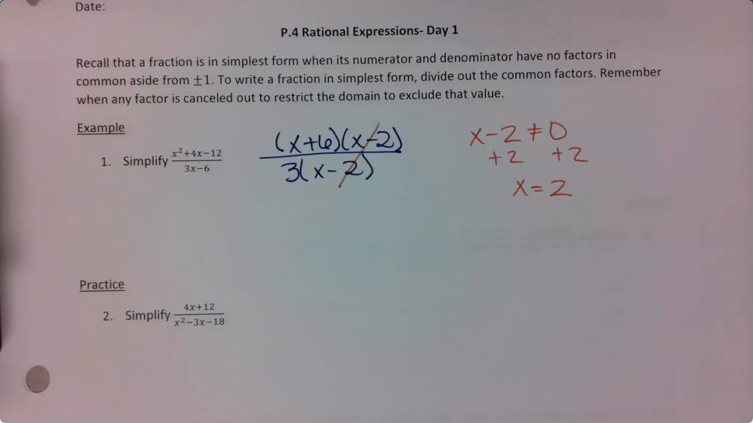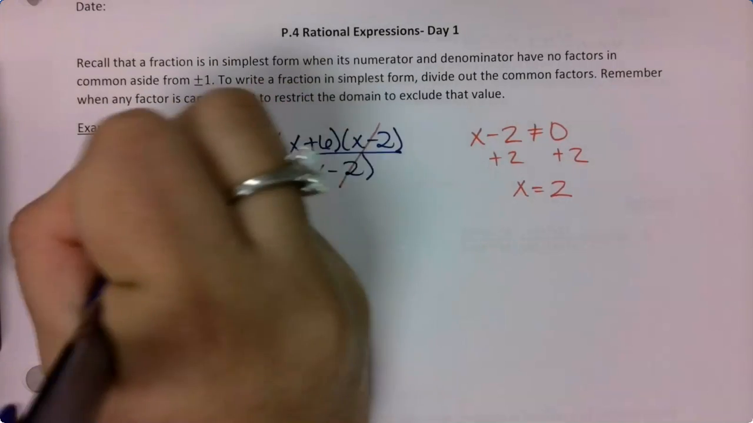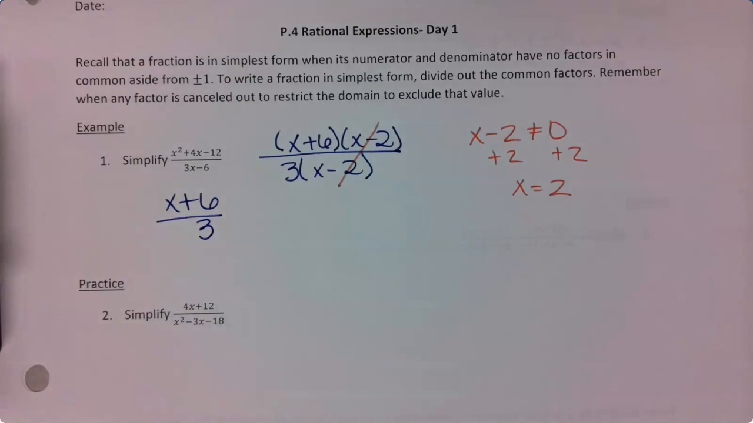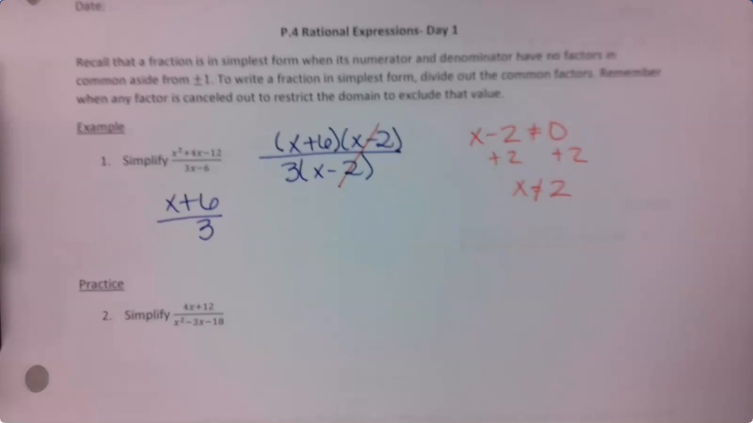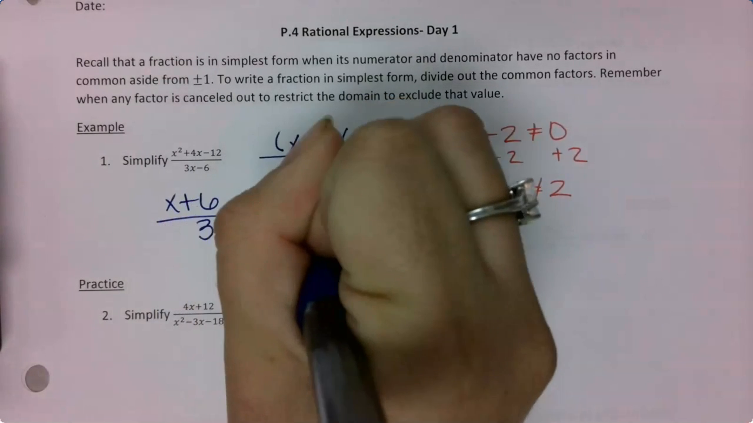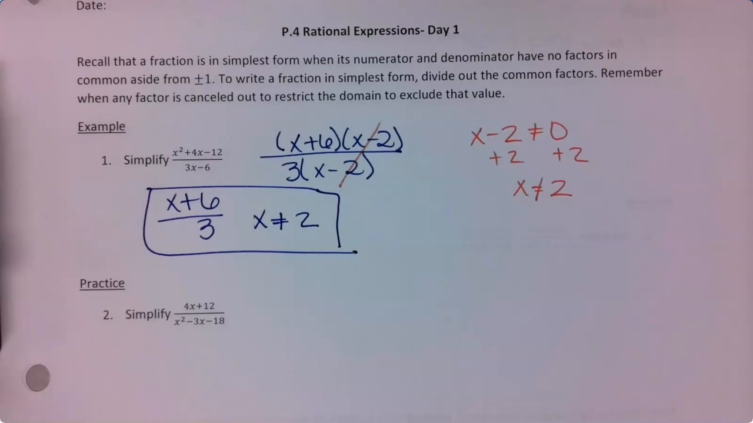Then what I want to do now is rewrite this without the pieces I've canceled out. So I'm just going to have x plus 6 on my numerator and 3 on my denominator. Then I also want to write my domain restriction that x can't equal 2. So this whole thing is my final answer.